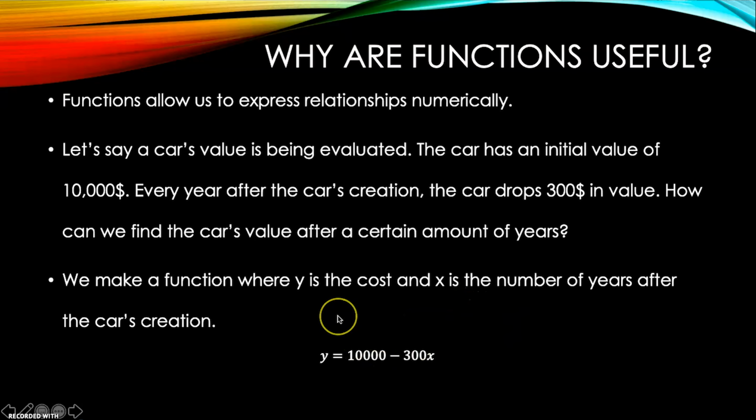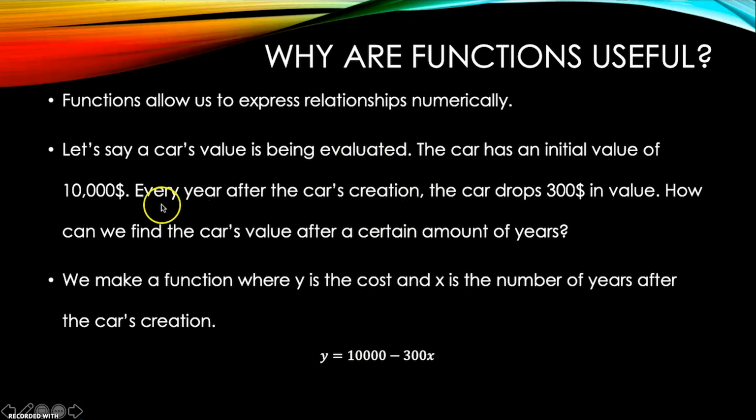Because in order for the output to be 10,000 and the input be 0, that means that 10,000 has to be added to whatever the independent variable is. We also see that the car drops in value by $300 each year, and that is going to be what determines the car's cost, the amount of years it has been. And since that is what determines the cost, that is the input of the function. And so that would be our x.